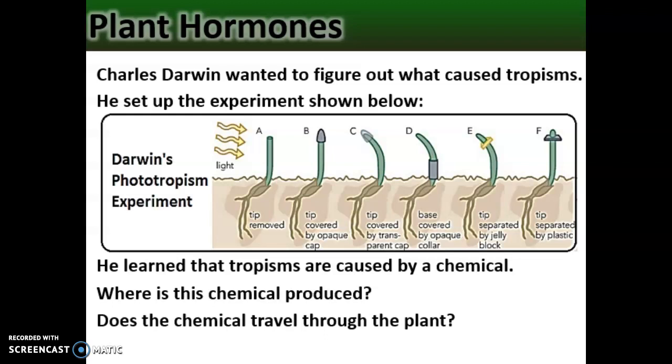Today's lesson is on plant hormones. Charles Darwin wanted to figure out what causes tropisms. For example, we talked about phototropism, a plant's ability to bend towards light. But how do they know where the light's coming from if they don't have eyes to see it?